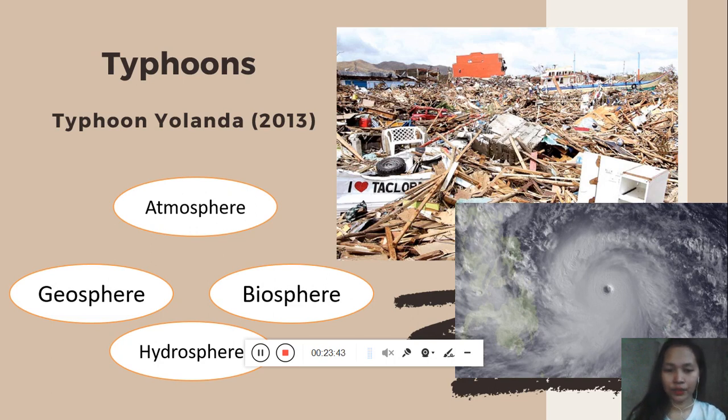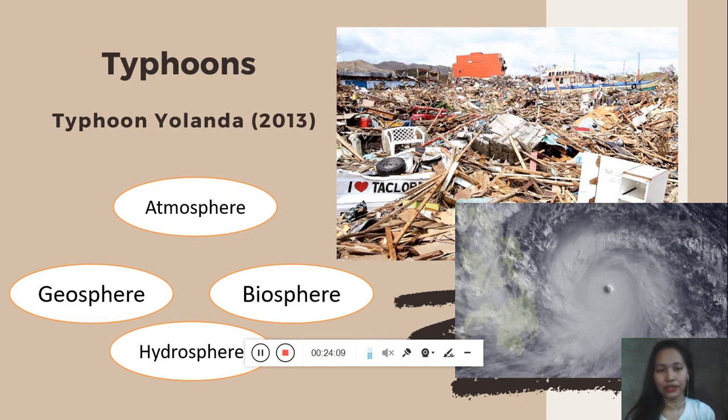Typhoons collect energy from the hydrosphere through the ocean. So these winds then collect moisture and rise, while colder air moves in below. This creates pressure which causes the winds to move very quickly. The winds rotate or spin around a center called an eye, eventually devastating everything in its path.